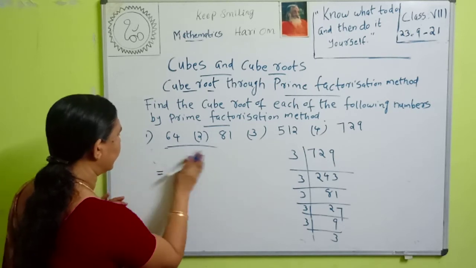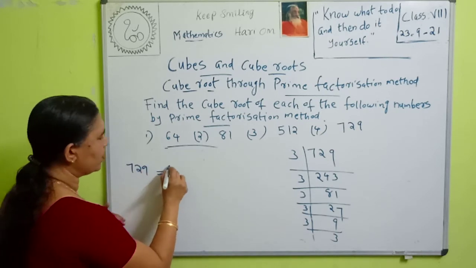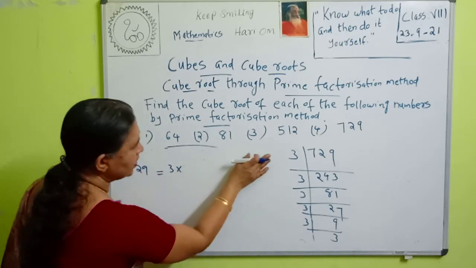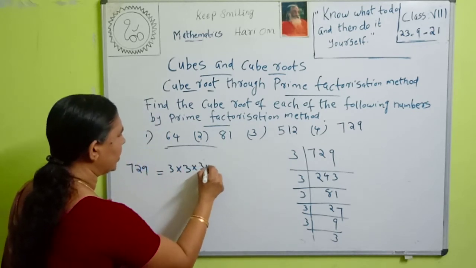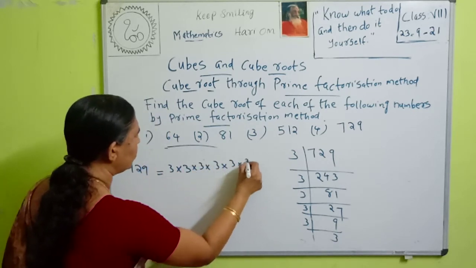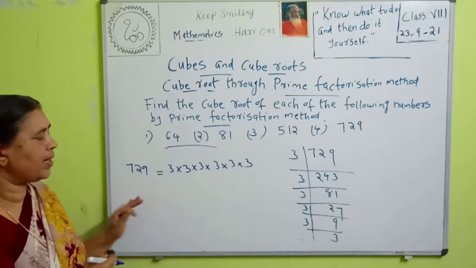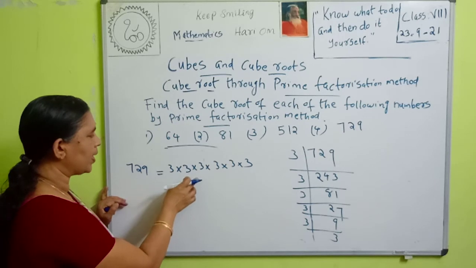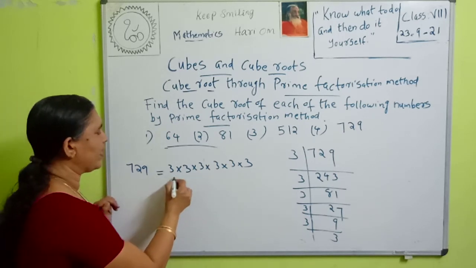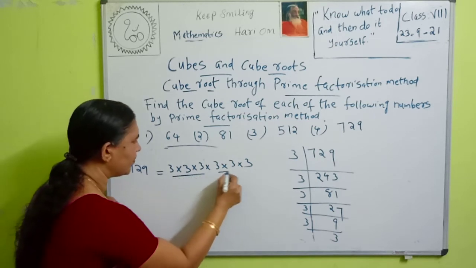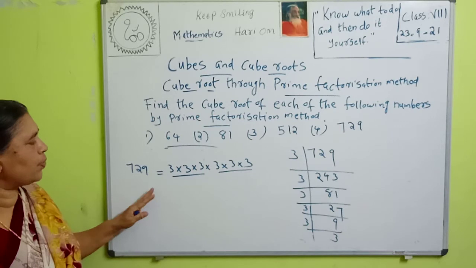729, we can write it here. 729 is equal to 3 into, how many times? 1, 2, 3, 4, 5, 6. 3 into 3 into 3 into 3 into 3 into 3. Therefore, what is the prime factorization of 729? It is equal to 3 into 3 into 3 into 3 into 3 into 3. How many times? 6 times. Then we can group them into triplets. Then how many triplets are here? Here 2 triplets are here.